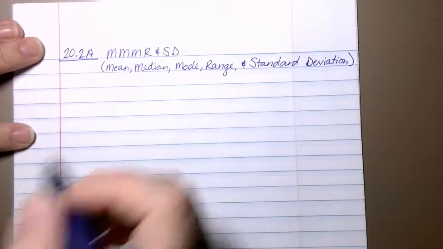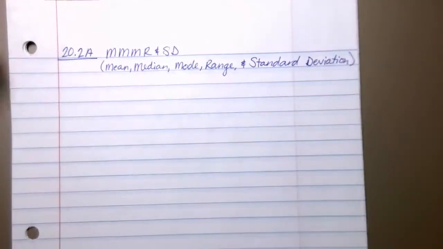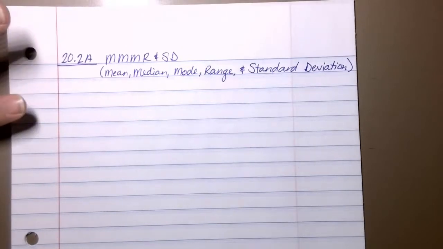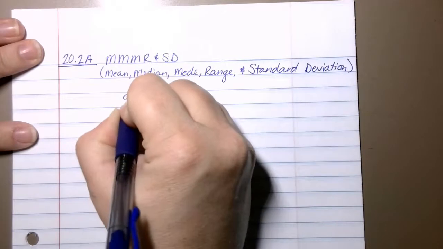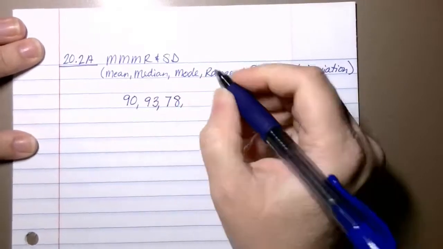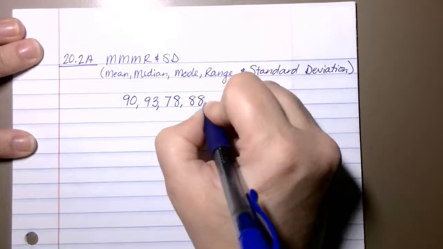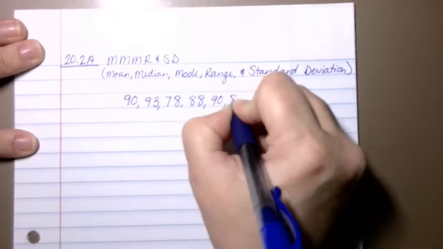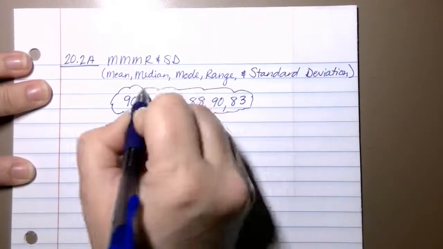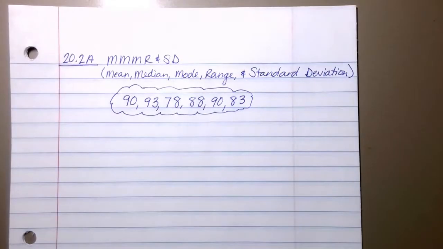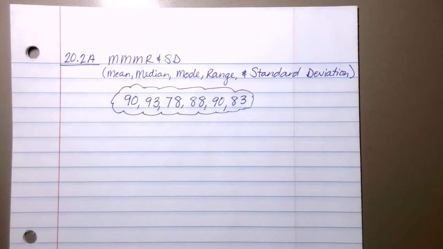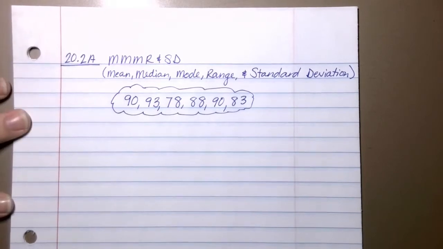What I'm going to do is give you one set of data, and we're going to work through all of those things on that one set of data. It's not a very big set, but we're going to use 90, 93, 78, 88, 90, and 83. That's the set of data that we're going to find all of our calculations about. Questions there? How many numbers are on my list? 6. Okay?